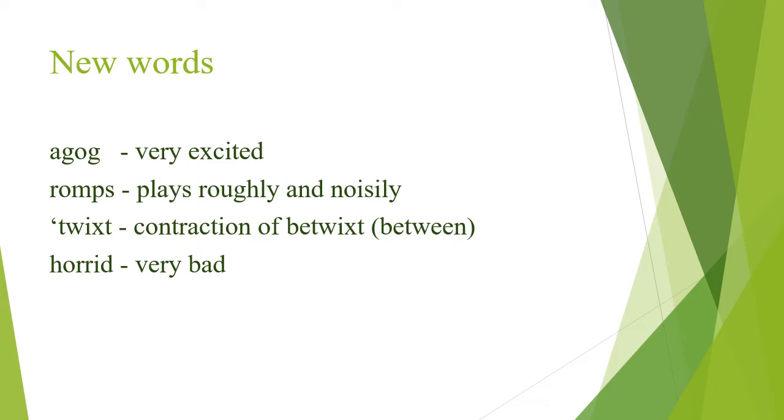First, we have agog. Agog here means very excited. When you show excitement about something or when you are eager to do something, you are agog. For example, he is agog over the plan of getting a pet. For example, if someone is excited and someone is eager to get a pet, then that person is agog. He is agog over the plan of getting a pet. Why don't you try to make a new sentence?